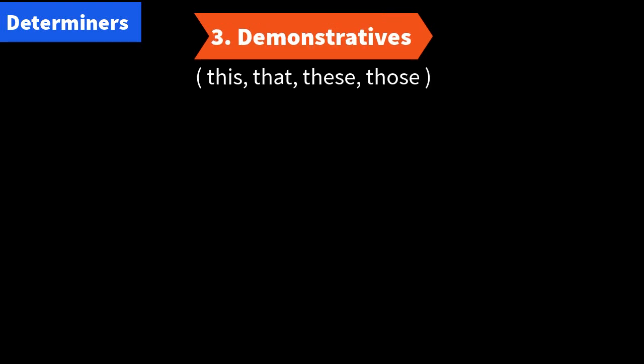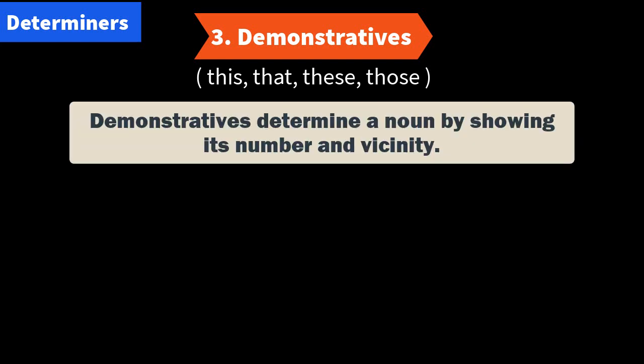Now let's look at the next type of a determiner. Demonstratives, right? These are also called demonstrative adjectives. Now, what do demonstratives do? Demonstrative adjectives are used as determiners to indicate the number of a noun and its vicinity, right? We determine a noun using a demonstrative adjective by indicating the number of the noun and its vicinity.